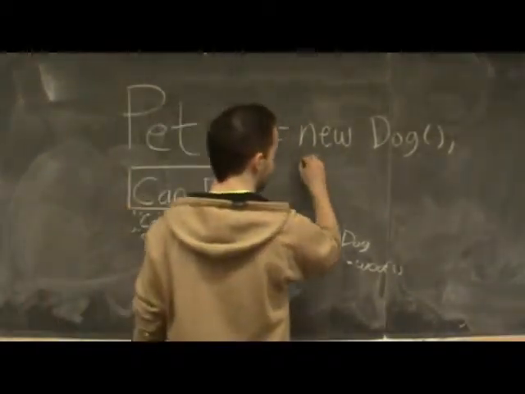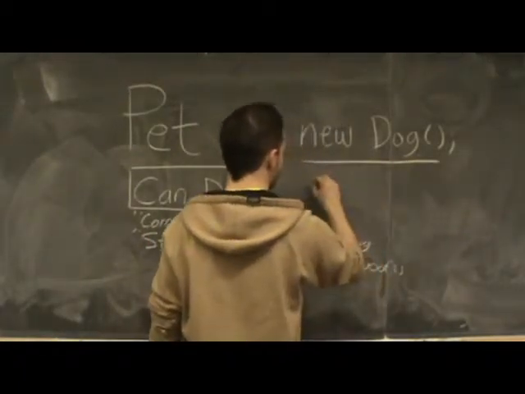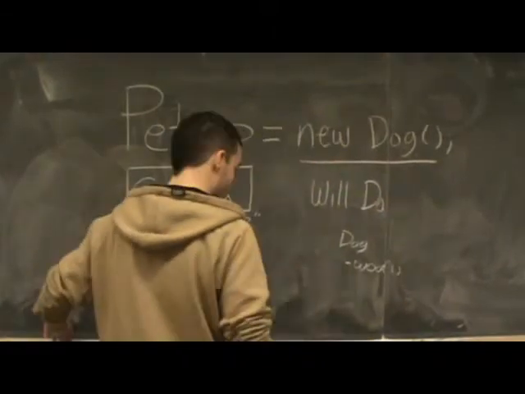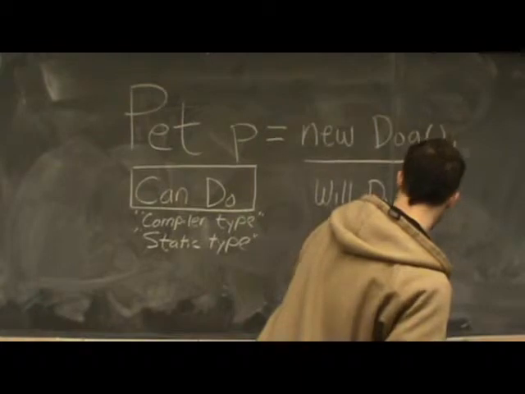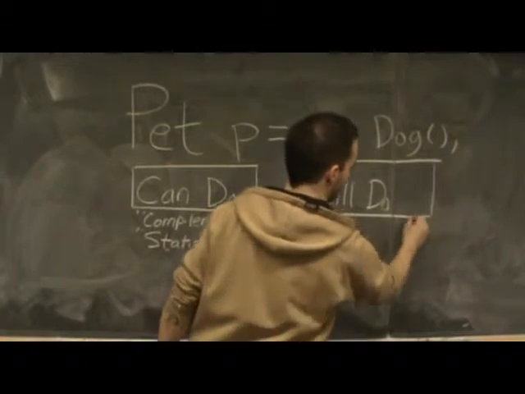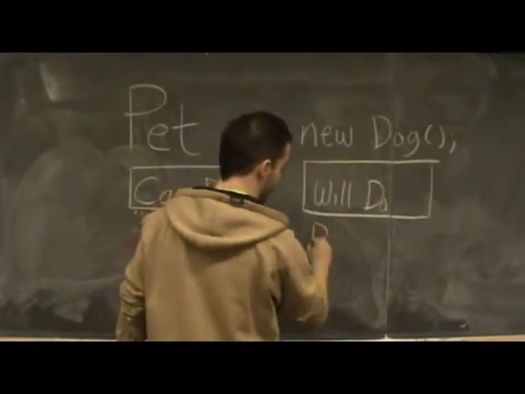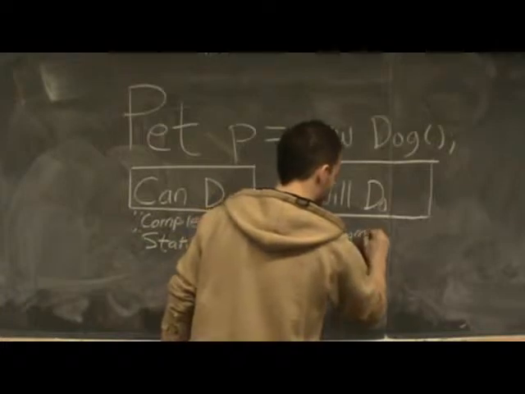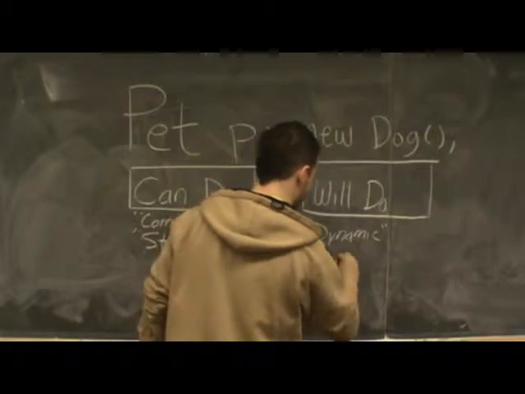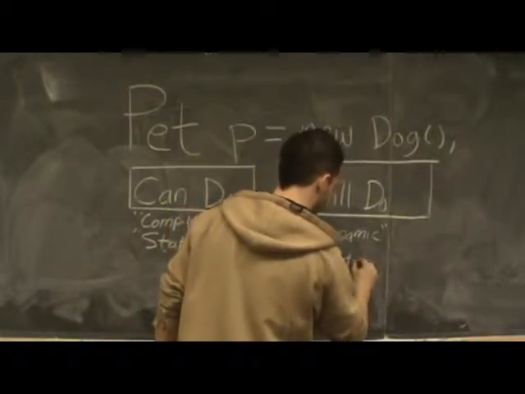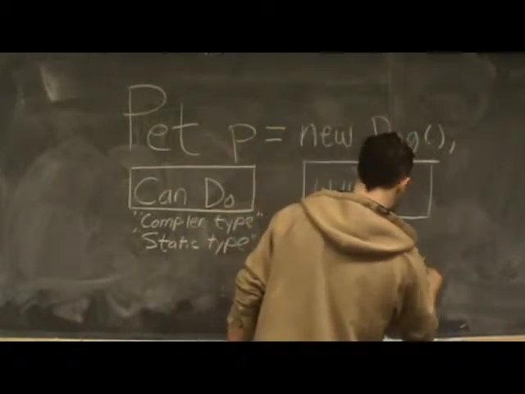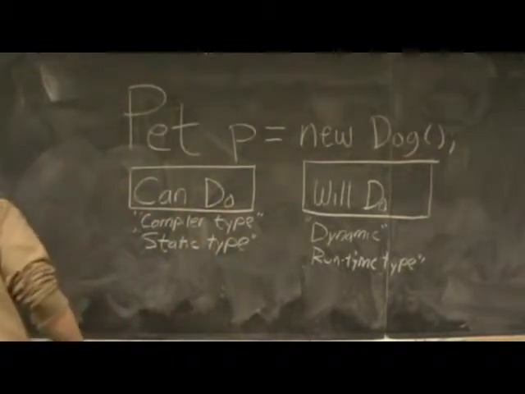A dog is actually what this object is, so it's what this object will do. It's what we call our dynamic type because it can change. It's also what we call our runtime type.